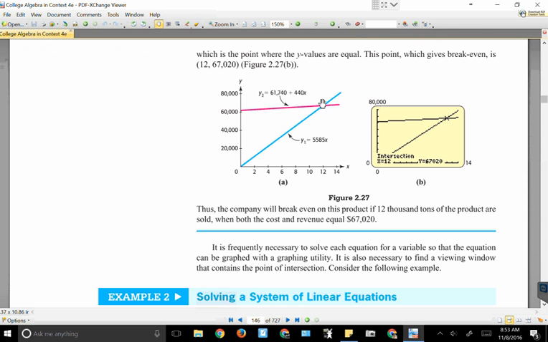Oh, hold on a second. This company will break even on this product if 12,000 tons of the product are sold. So is it important to know exactly what our labels are? It's too as well.